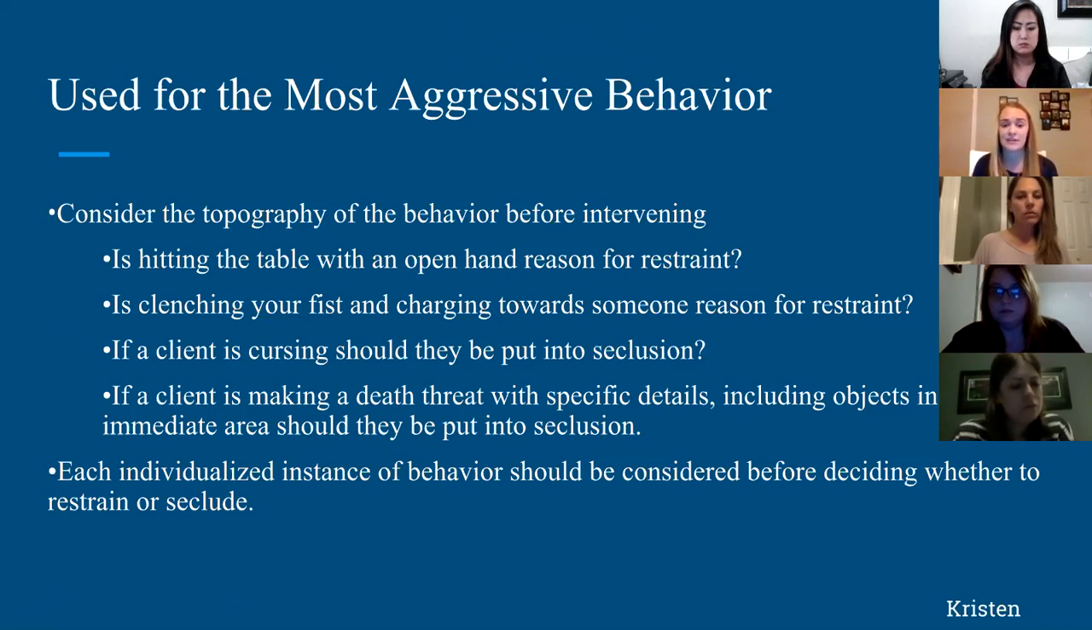put into seclusion? Well, cursing may be inappropriate or seen as disrespectful, but it does not harm anybody physically. However, when you're making a death threat and you're using specific details, that could be an imminent risk to themselves. So each individualized instance of behavior should be considered before deciding whether to restrain or to seclude.